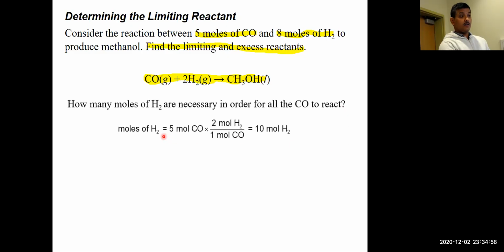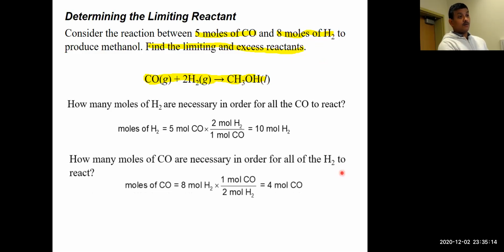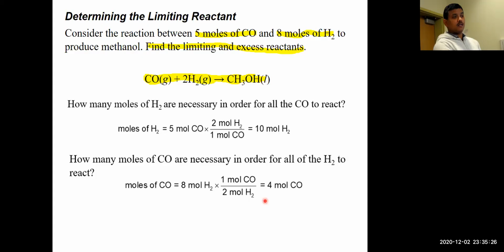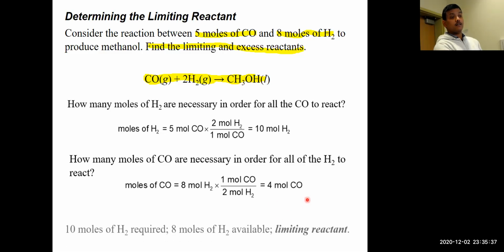For that, you would use the mole-to-mole conversion factor. Using 5 moles of CO, we identify that 10 moles of H2 are needed, but 10 moles of H2 are not provided, which means H2 is the limiting reactant. In other words, if you identify one as the limiting reactant, the other one is automatically the excess reactant. And what we are doing here is basically confirming that. To react with 8 moles of H2, you would need 4 moles of CO, but you actually have 5 moles of CO, which means CO is the excess reactant.